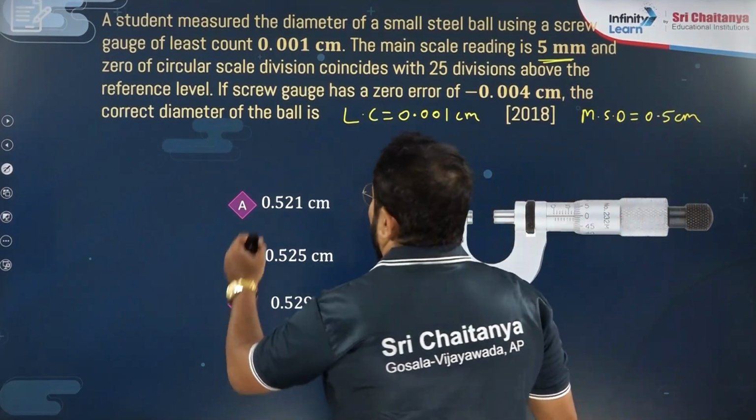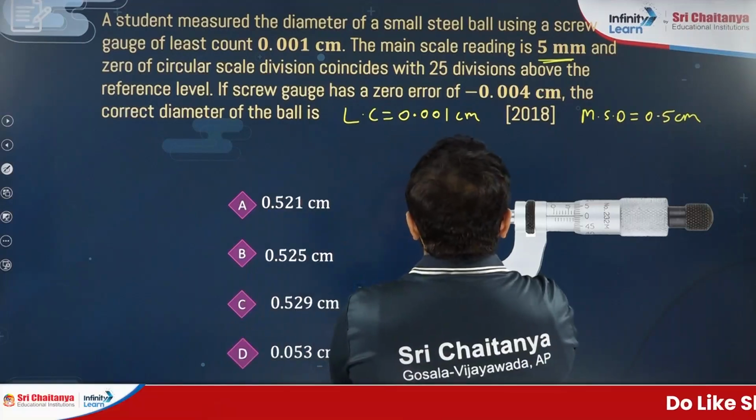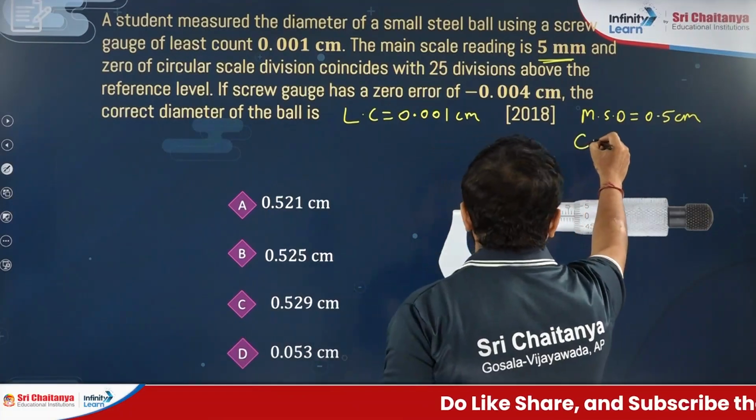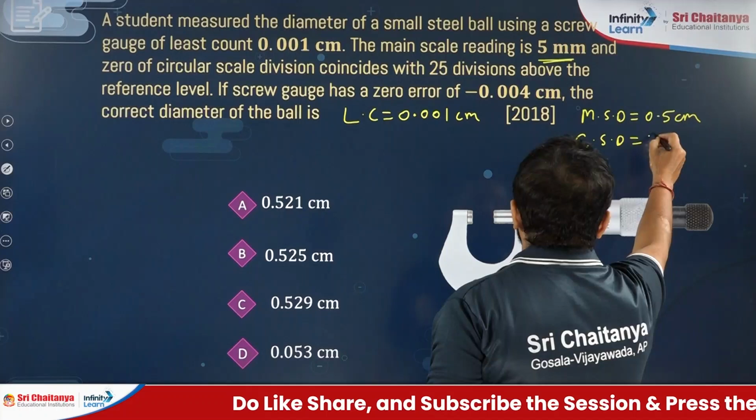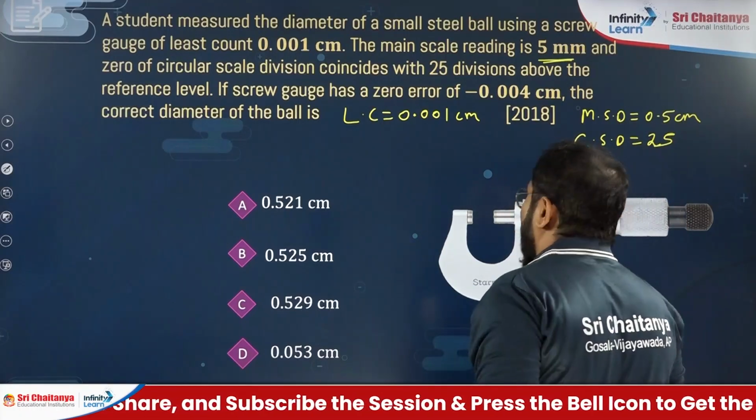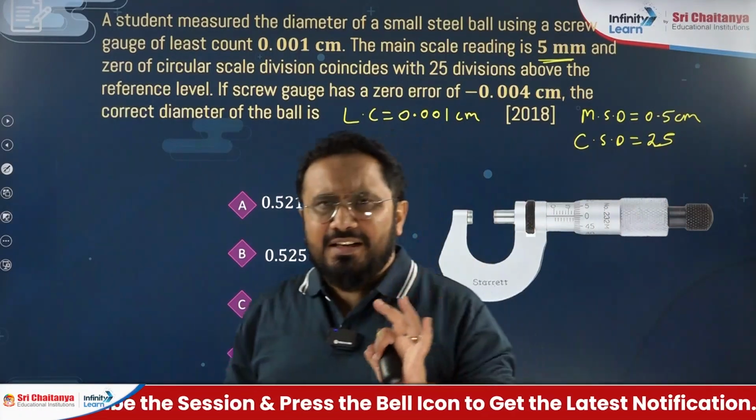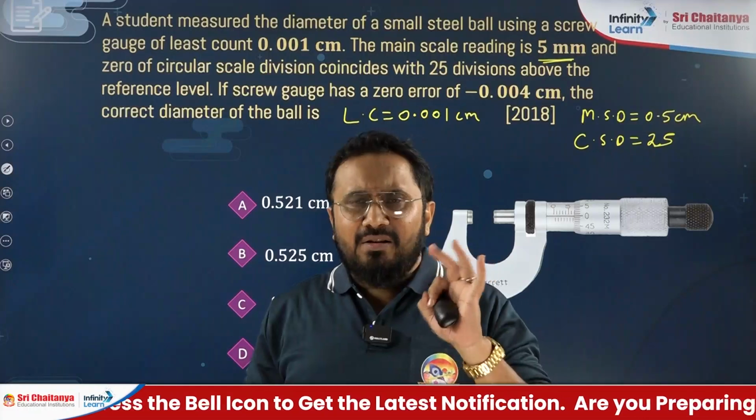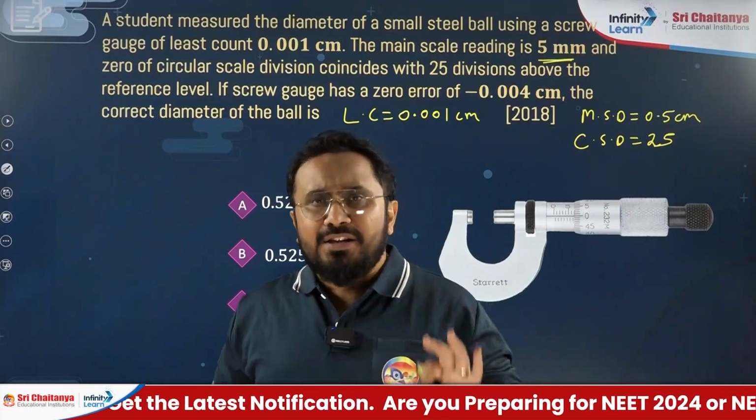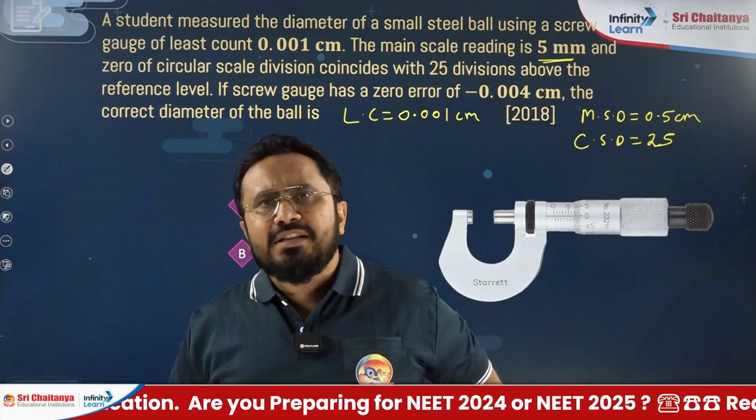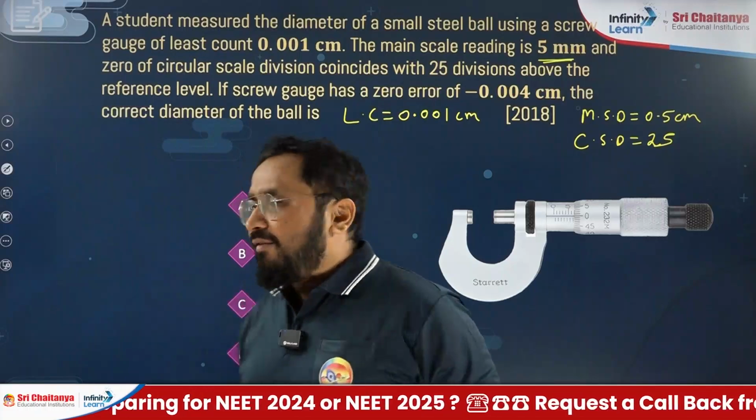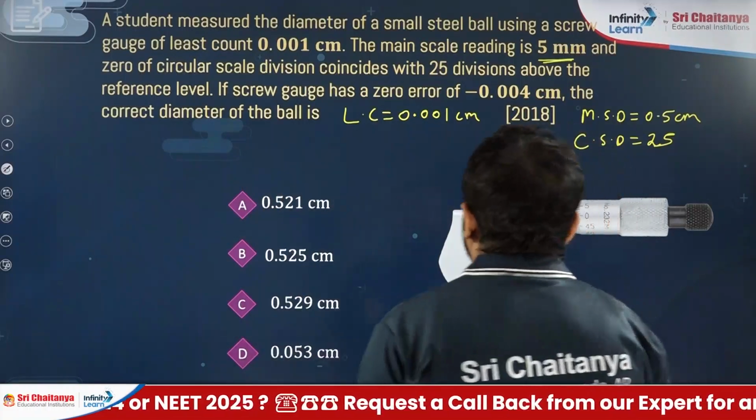Yes or no? Then CSD. What is the value of CSD? The value of CSD is given as 25 divisions. Now, the value of CSD will always be in divisions. It will not be in centimeter or meter or mm. The number of divisions is this, the number of divisions is that. It will always be in divisions. Is this clear?